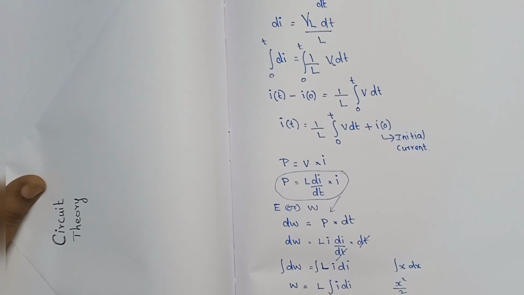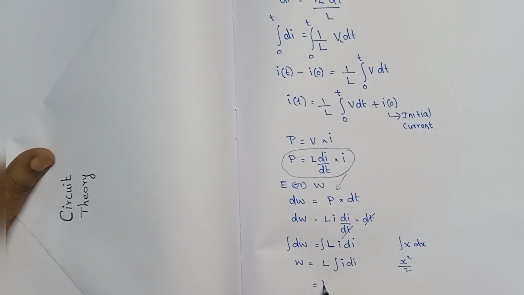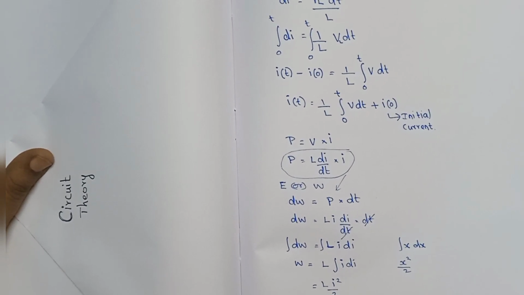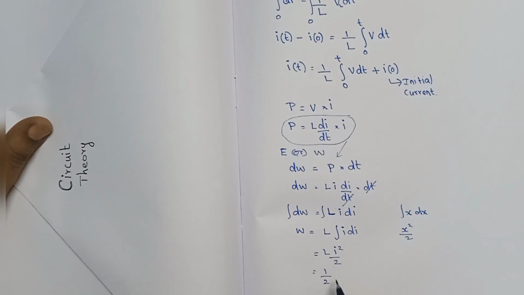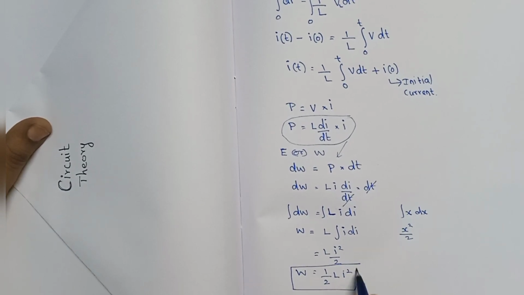So similar to that, instead of x, here we are having I. So how can we write? L I squared by 2. So 1 by 2, I can write 1 by 2 L I squared. This is the formula for energy stored in the inductor.